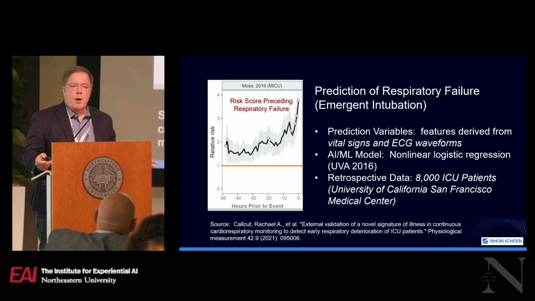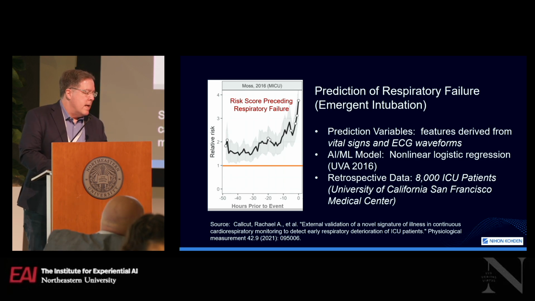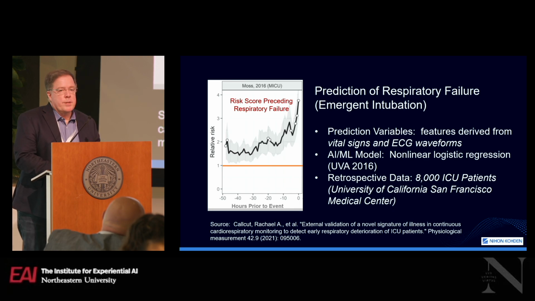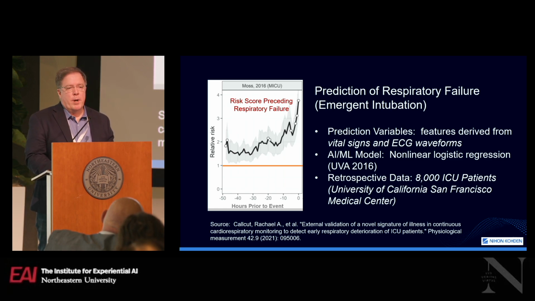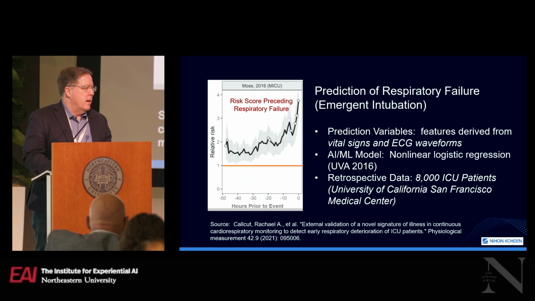The area under the receiver operator curves were equivalent in the 8,000 patient cohort. And what I'm showing you on the left is the plot of the average risk score versus the time to the event. So the event for all patients who experienced emergent intubation, that event is lined up on the right side. The average risk score increases systematically on average prior to the event and provides at least 10 hours prior warning on average for the emergent intubation event.